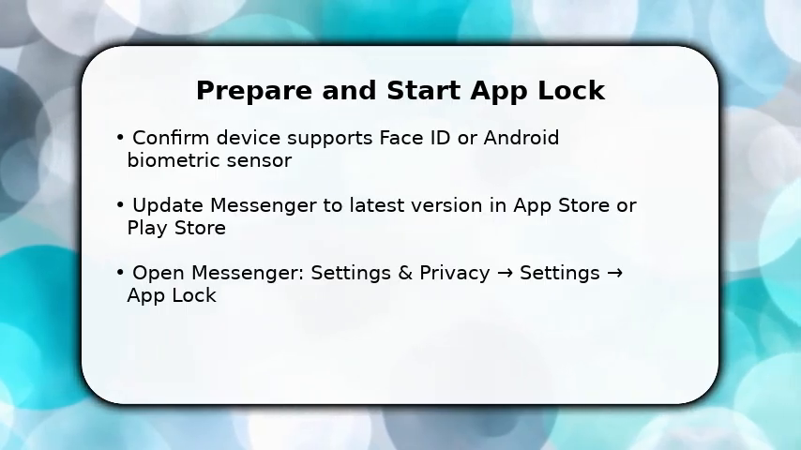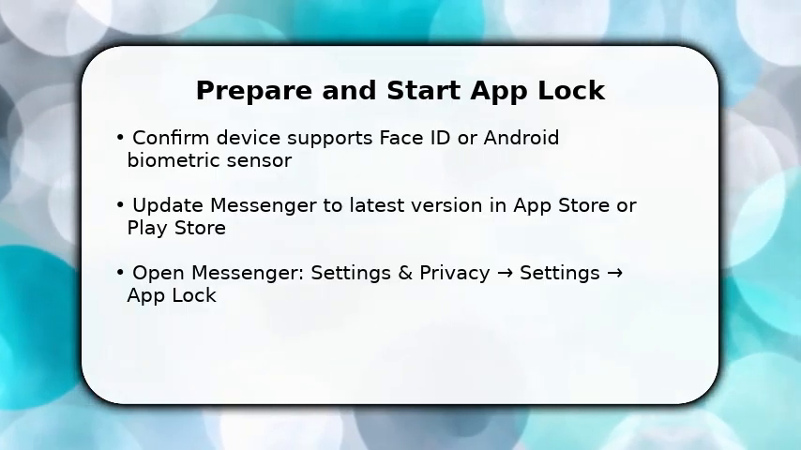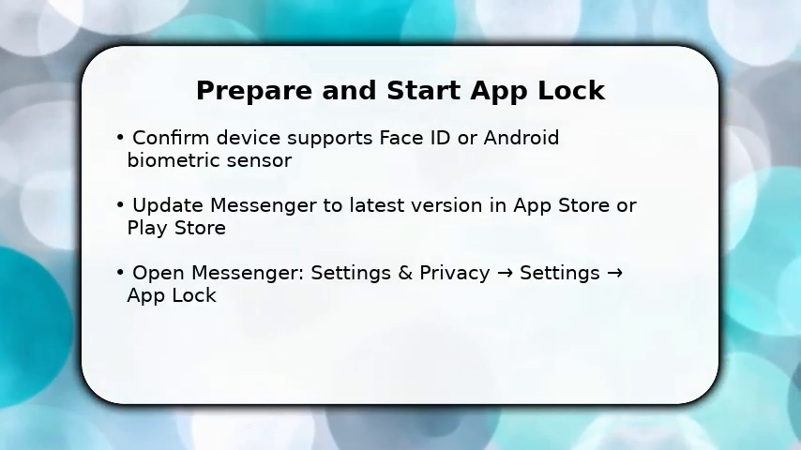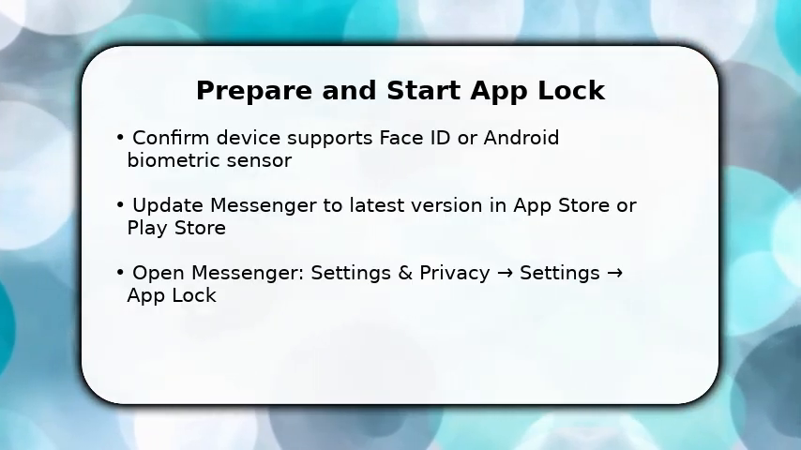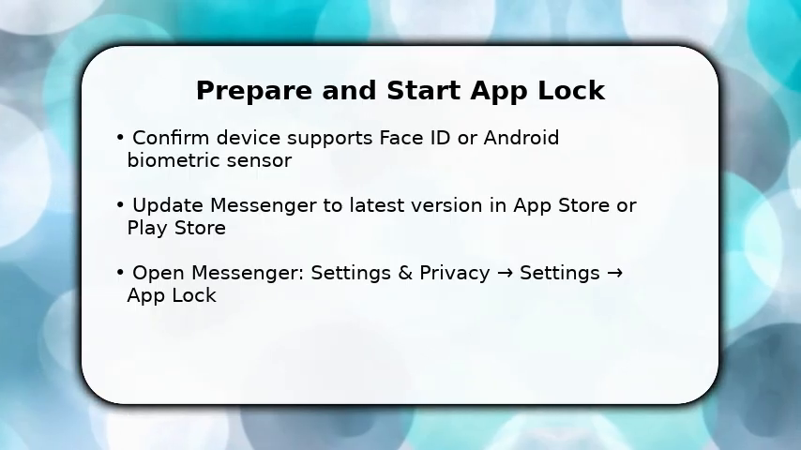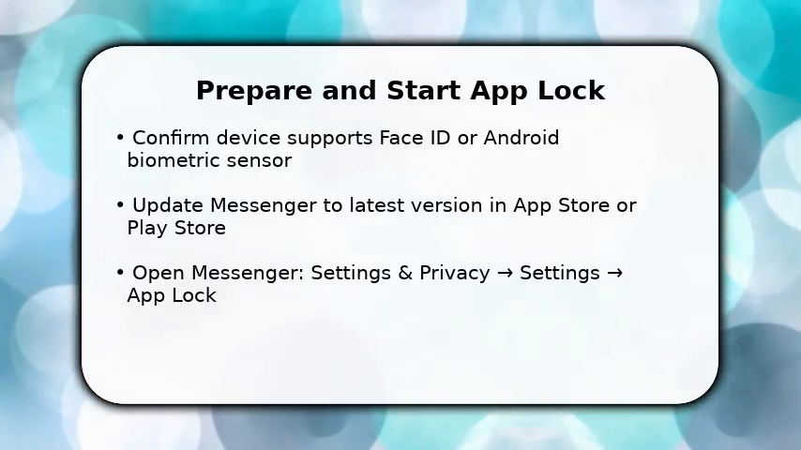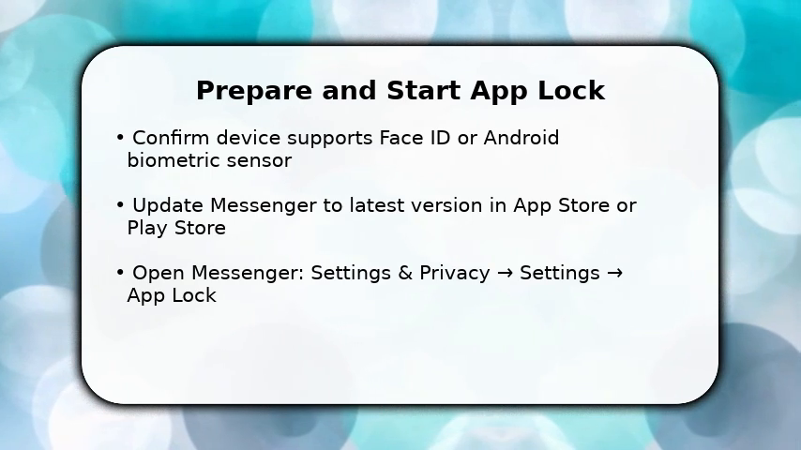Tap App Lock to begin. You'll see options to require authentication immediately or after a delay. Choose what fits your routine. This step creates the security container. It tells Messenger to defer access until a successful biometric check verifies you.